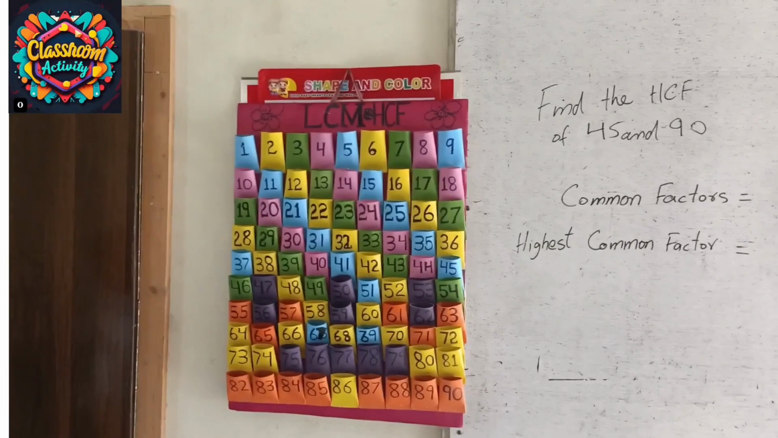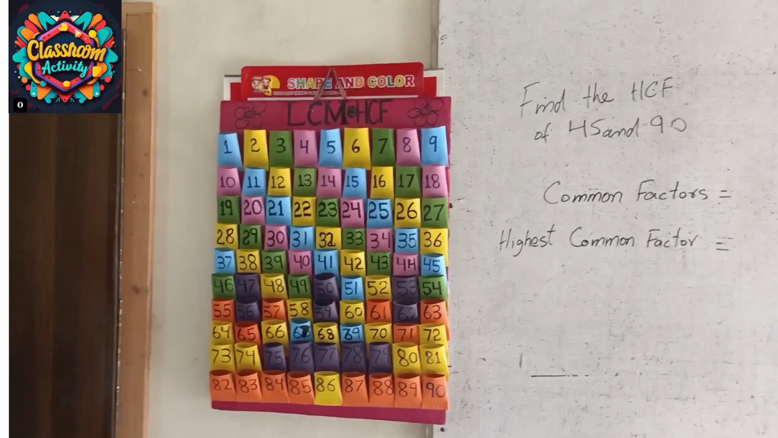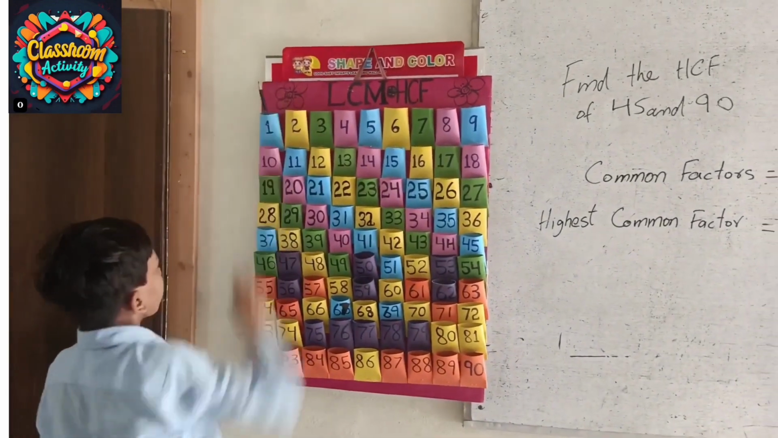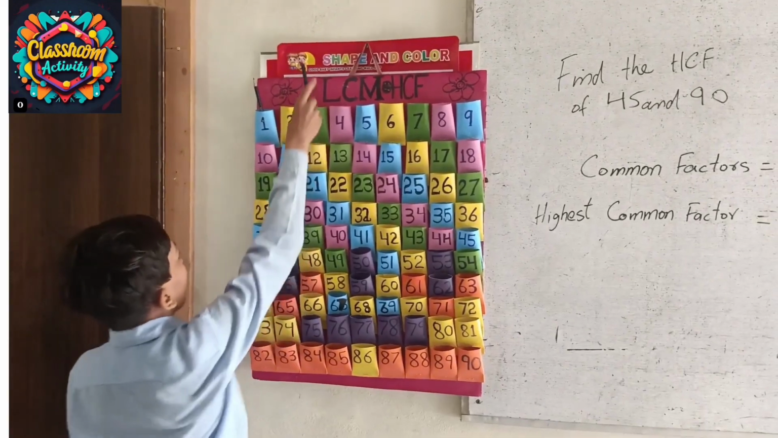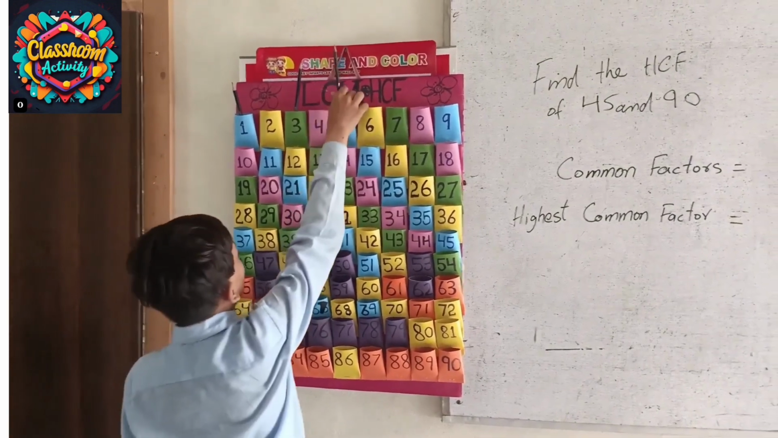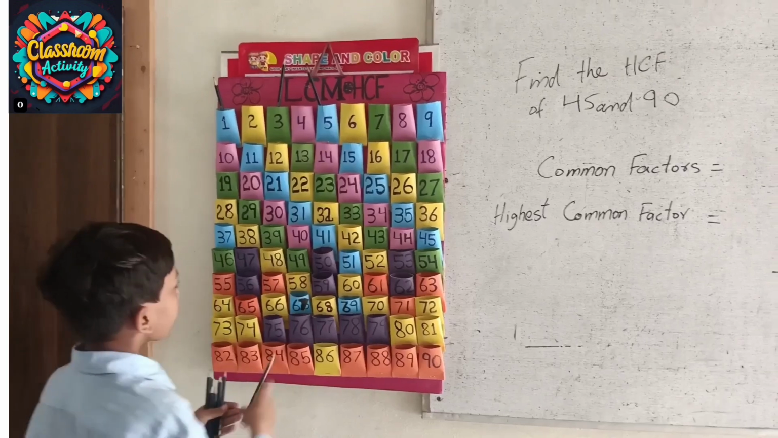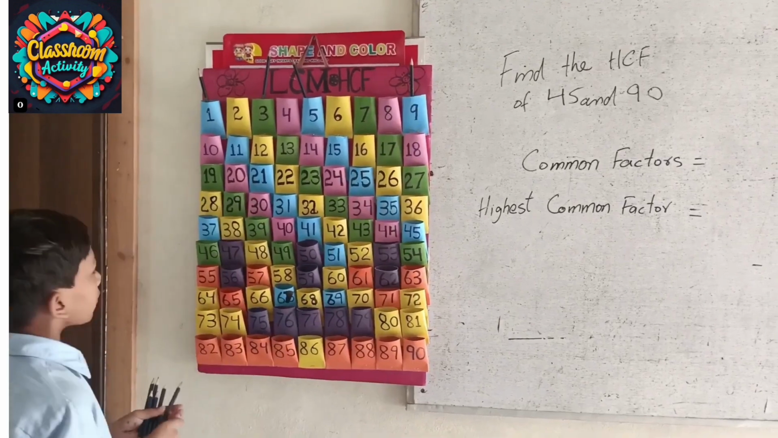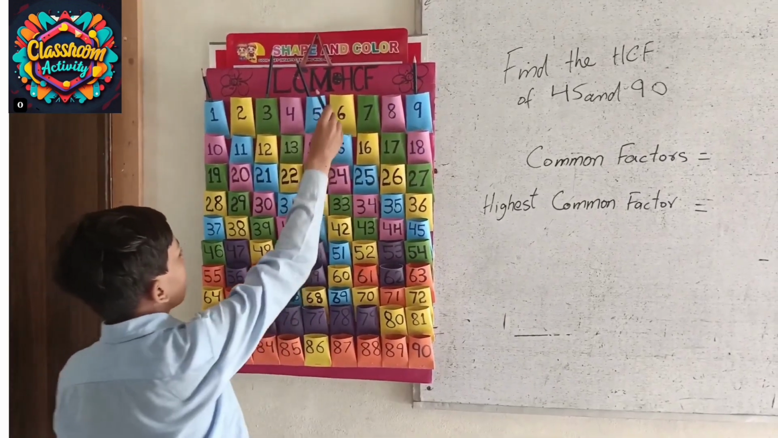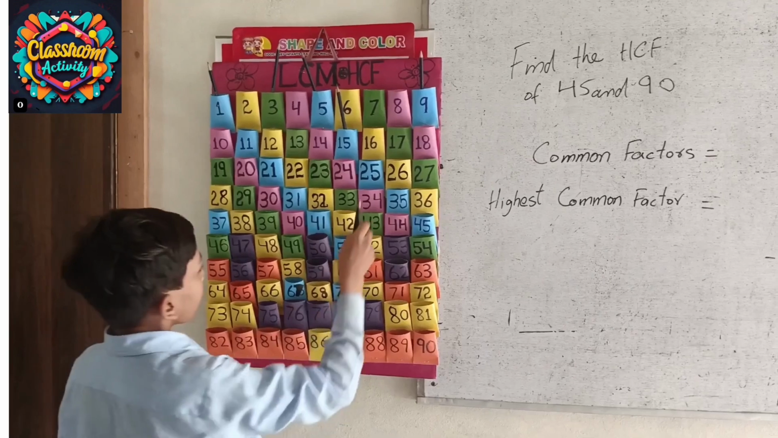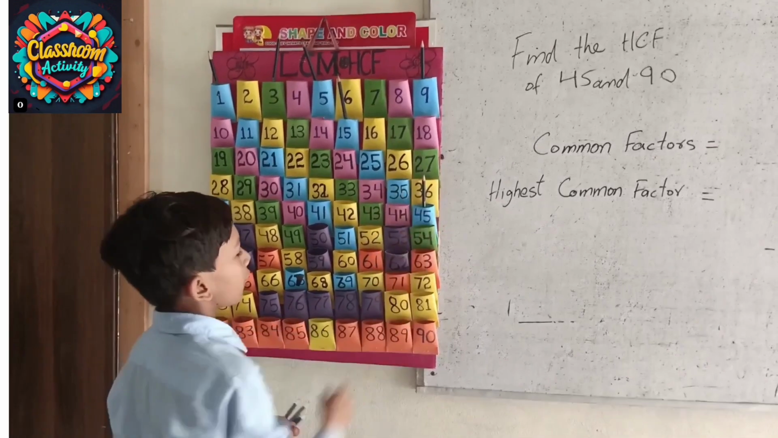We will find the HCF of 45 and 90. Firstly, we find the factors of 45. 1 is a factor of 45. 3 is a factor of 45. 5 is a factor of 45. 9 is a factor of 45. 15 is a factor of 45. 45 is a factor of 45.